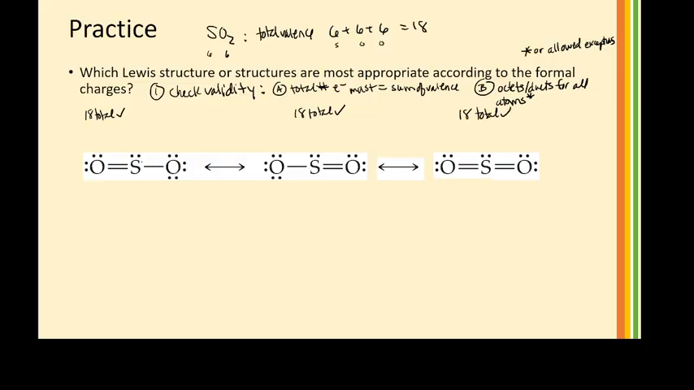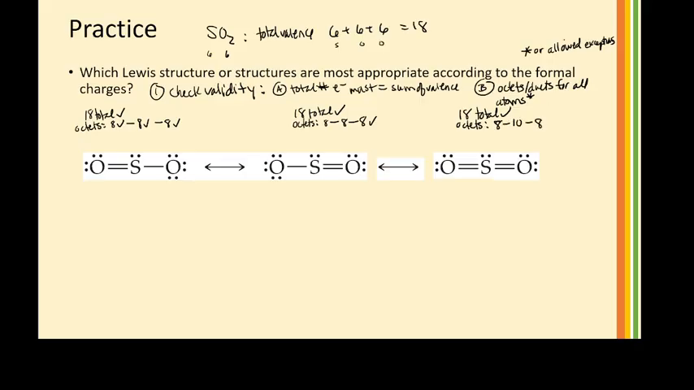Now let's check the octets. I'm just going to go left to right. The sulfur has 2, 4, 6, 8. The oxygen on the right has 2, 4, 6, 8. 2, 4, 6, 8. 2, 4, 6, 8. So that's all good. In the last one, this is 8, 10, and then 2, 4, 6, 8.